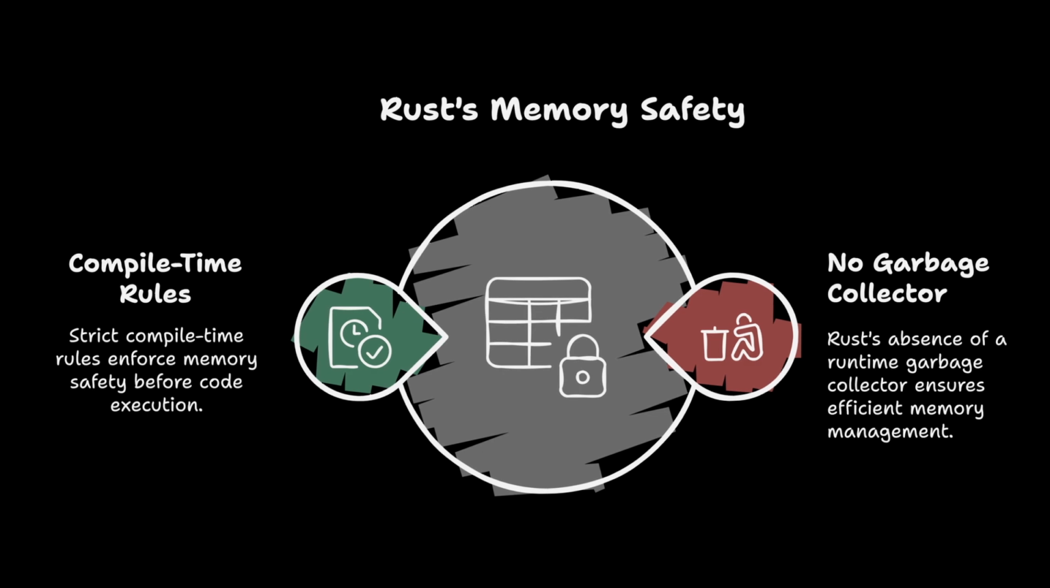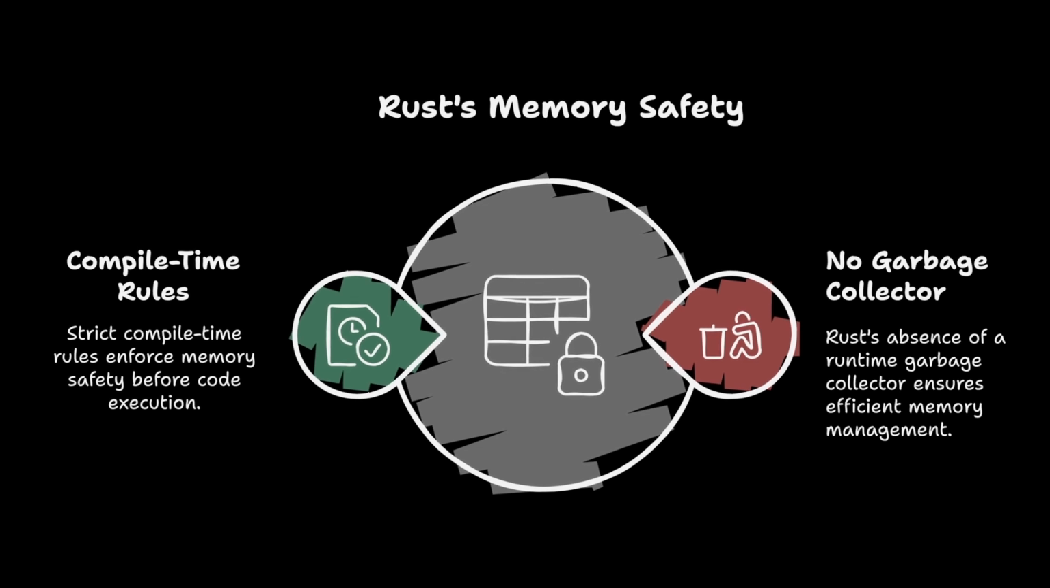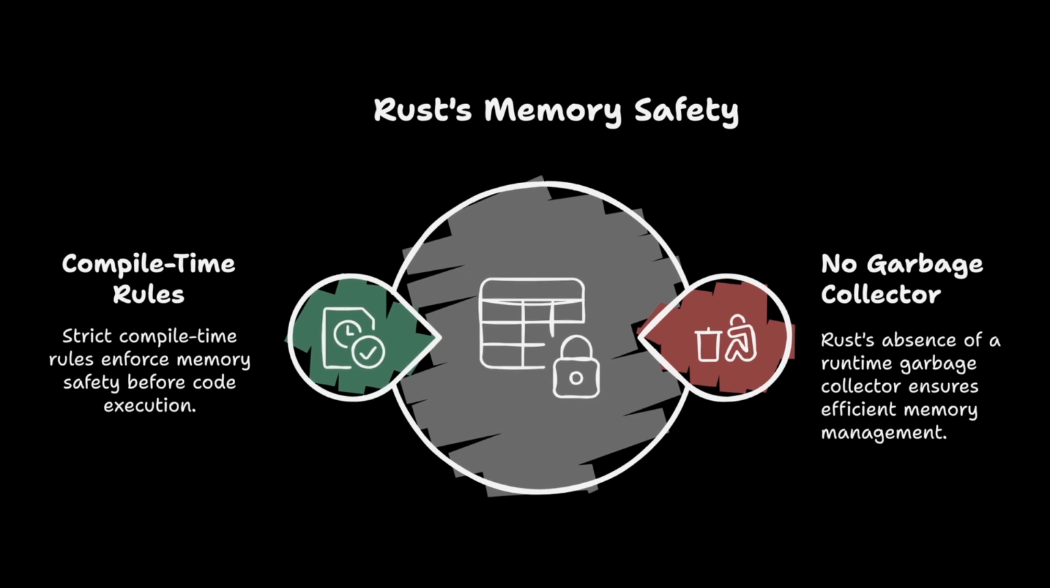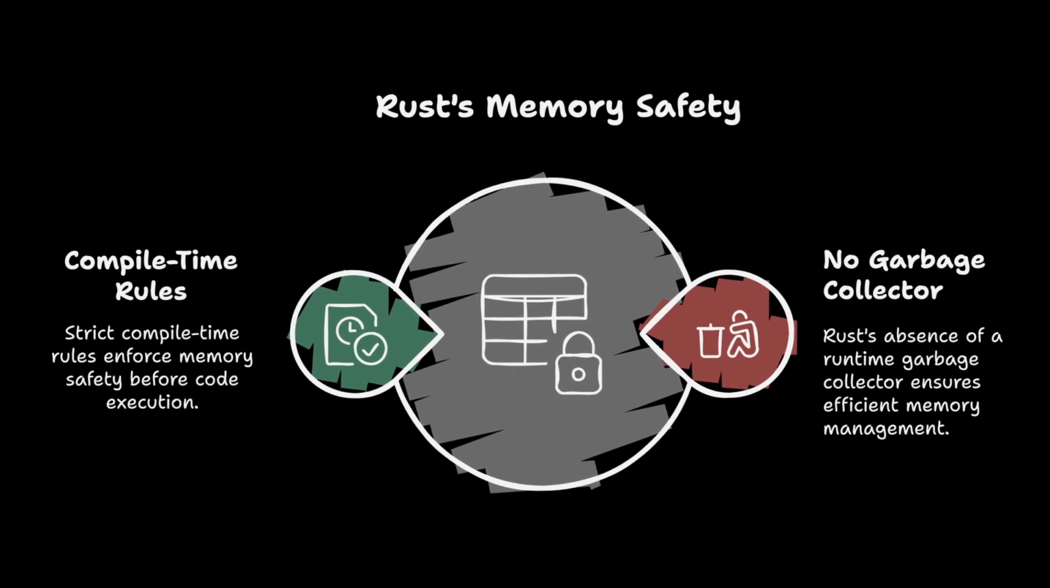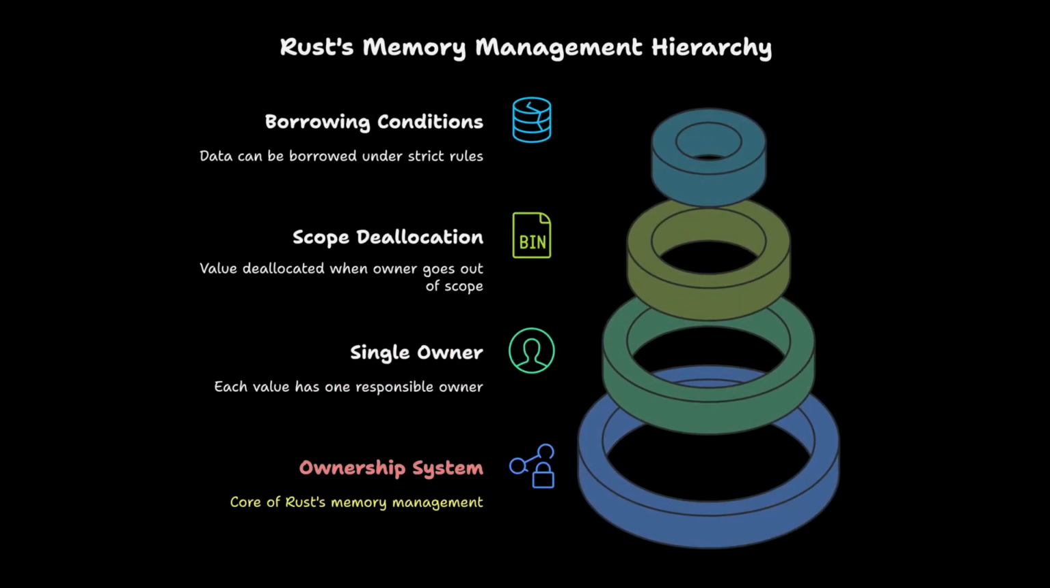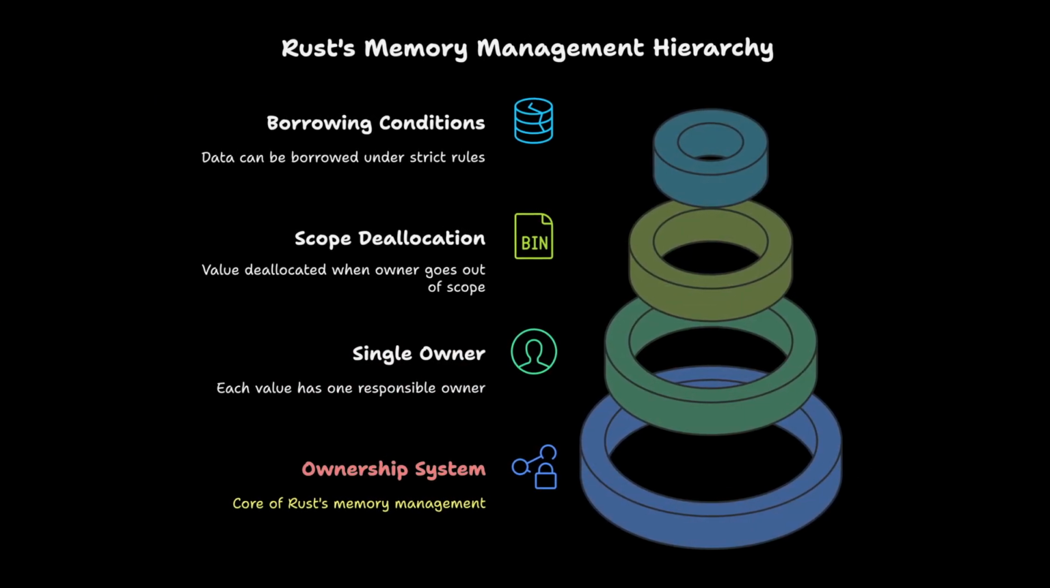Unlike garbage-collected languages like Python or Java, Rust doesn't have a runtime garbage collector. Instead, Rust enforces strict rules at compile time to make sure memory is used safely. The core of Rust's memory management is the ownership system, which follows 3 golden rules.